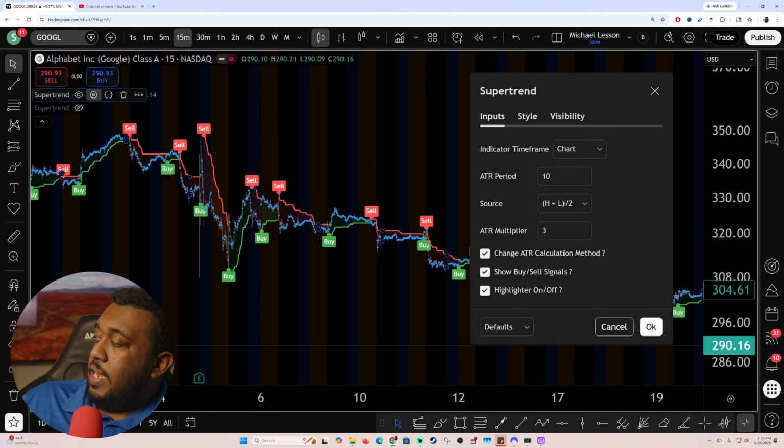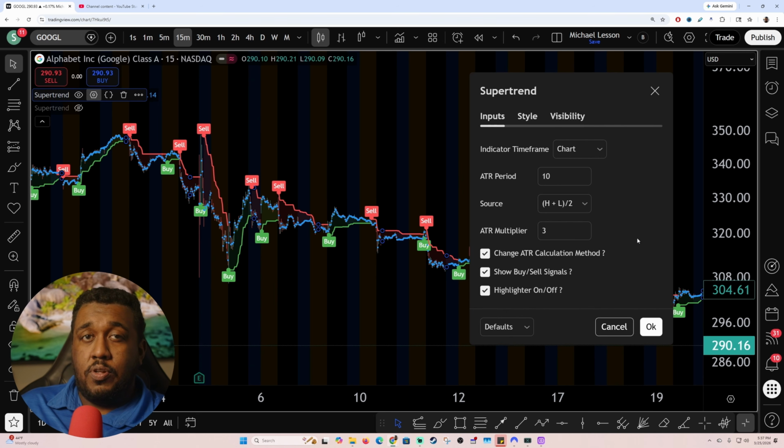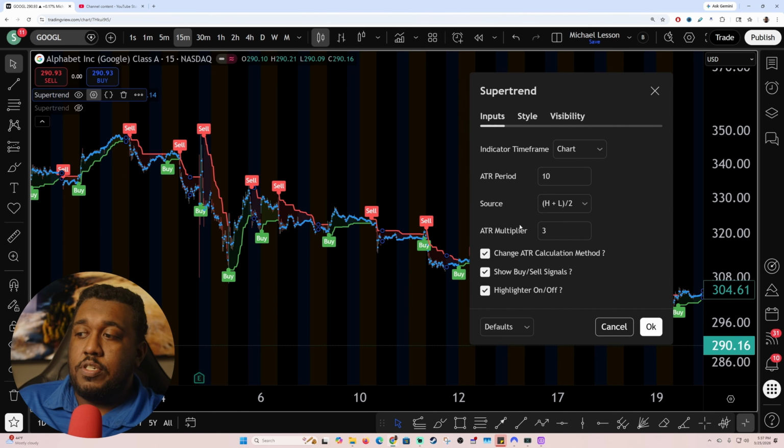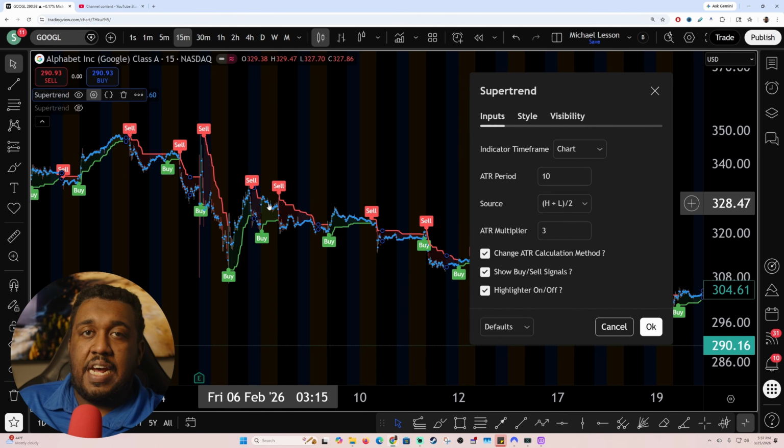Finally, here we have the ATR multiplier. Below the source, we have the ATR multiplier, and this is a lot like the ATR period, in the same fashion that if you lower this number, you get a lot more signals that are less reliable. And if you raise the number, you get a lot fewer signals that are actually going to be more reliable. But here's the difference. This period right here, this 10, is the number of candles of volatility that goes into this part of the calculation. This has nothing to do with how many candles of data you're looking at.